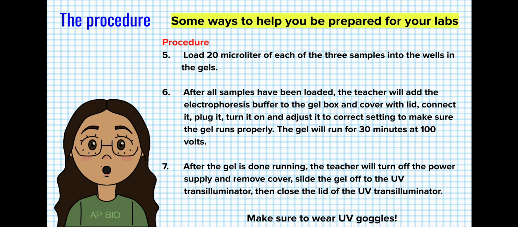After all samples have been loaded, the teacher will add the electrophoresis buffer to the gel box and cover with the lid. Connect it, plug it, turn it on, and adjust to the correct setting to make sure the gel runs properly. The gel will run for 30 minutes at 100 volts. After the gel is done running, the teacher will turn off the power supply and remove the cover. Slide the gel onto the UV transilluminator and then close the lid of the UV transilluminator. Make sure to wear UV goggles.